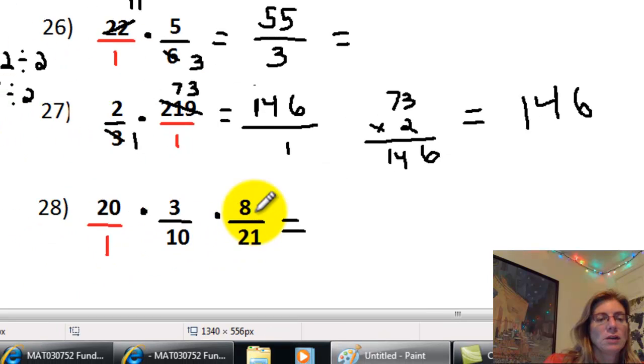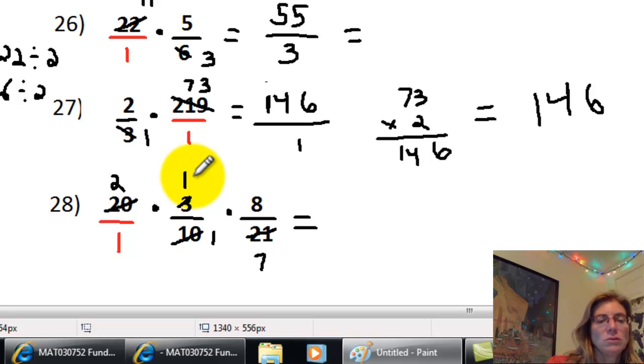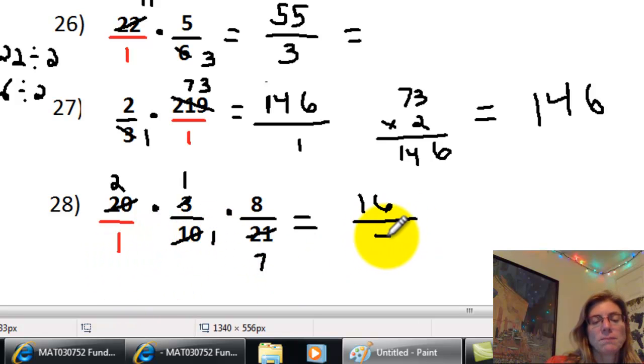Okay? Alright. So then our last one, 28, and we can make it simpler again by the cross reduction. So 20 and 10. 10 goes into 10 one time. 10 goes into 20 two times. 3 and 21. 3 goes into 3 one time. 3 into 21 is 7 times. So now it's simply 2 times 1, which is 2, times 8, which is 16 on the numerator. 1 times 1 is 1, times 7 is 7.